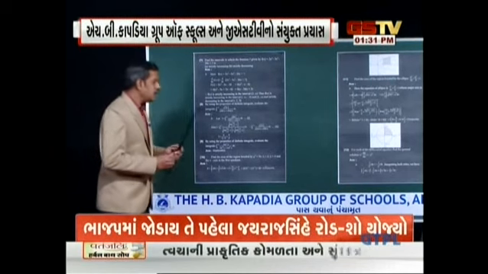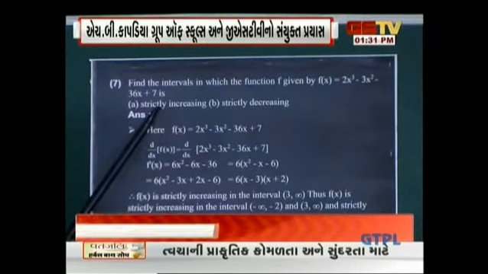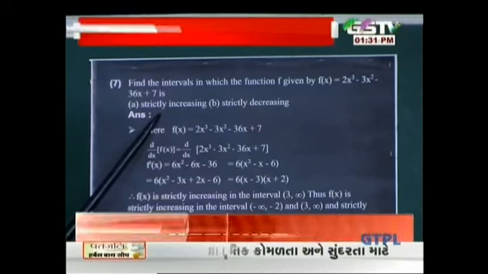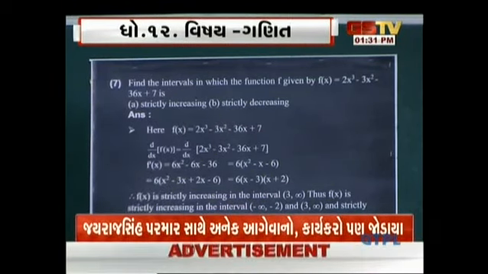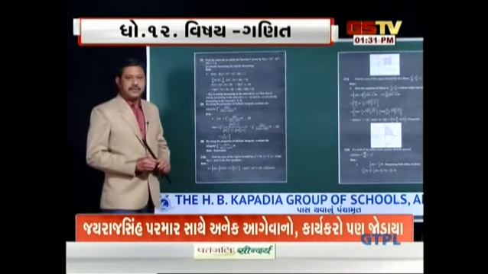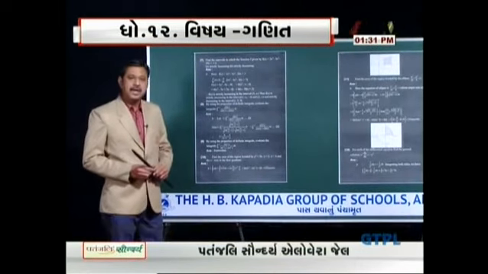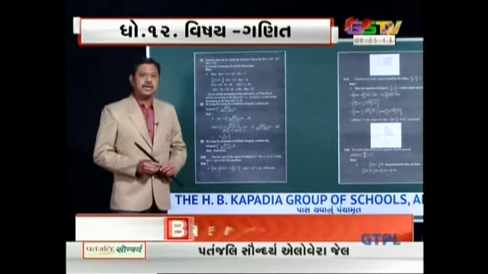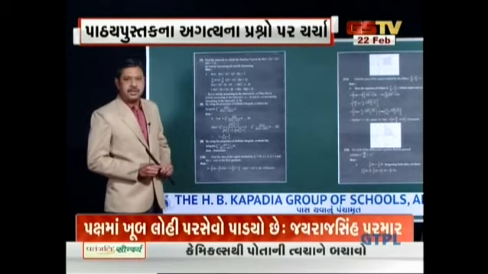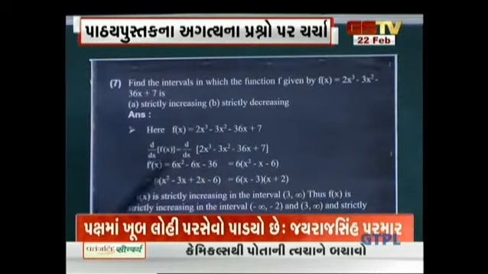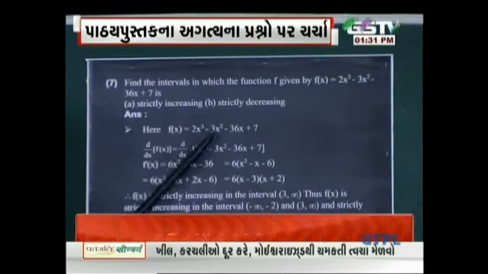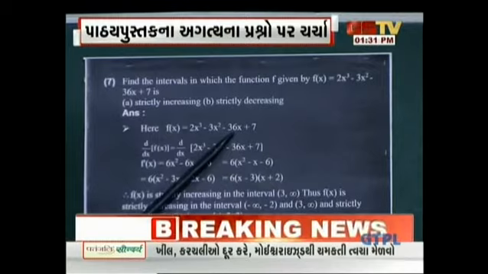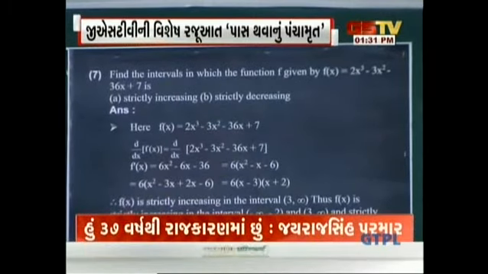So friends, in this question we have to find the intervals of strictly increasing and strictly decreasing function. So we apply the derivative f dash x less than 0 and greater than 0. Not equal to 0 is not applicable here. Okay, so first step, f of x is equal to 2x cube minus 3x square minus 36x plus 7.